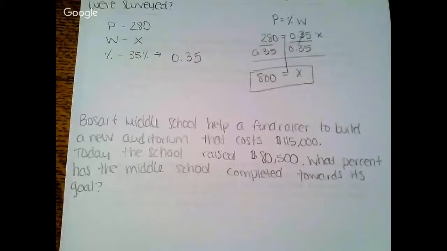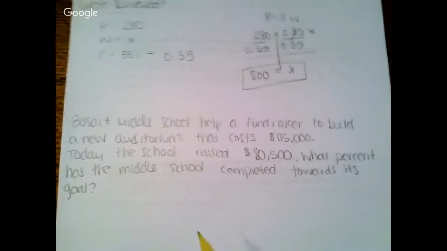All right, now what I would like you to do is read this question, pause the video to answer it, and enter it in Edpuzzle. All right, welcome back. For this one, you should have got 70%. 70% of their goal has been completed. If you did get 70%, that's fabulous. Move on to the next question. If you did not, stick around and I'll show you how to do it.